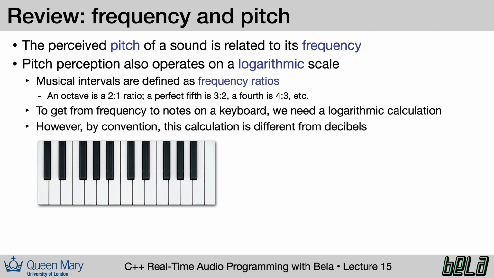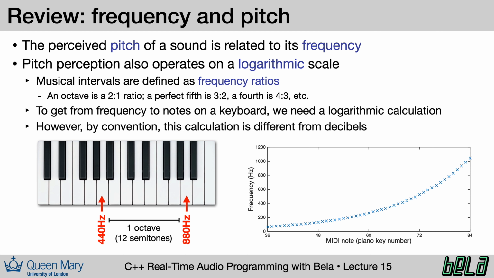Remember that the MIDI keyboard has the A above middle C defined to have a frequency of 440 Hz. That means that one octave higher than that is 880 Hz. The difference between these is 12 semitones or 12 keys. Here's a plot of the frequency with respect to the MIDI note number. Remember that middle C on the MIDI keyboard is always MIDI note number 60, and therefore the A above middle C is MIDI note number 69.